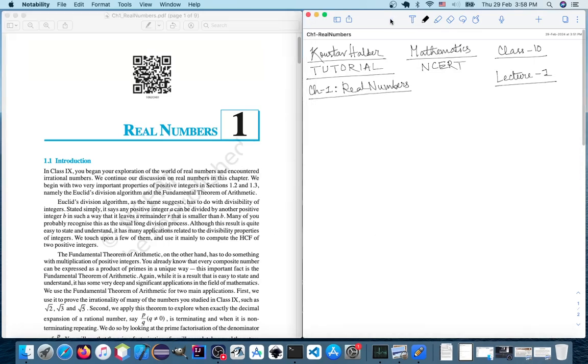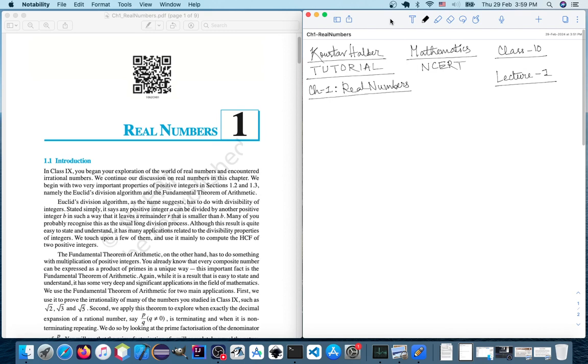Okay, let's start. I have the PDF version of the NCERT textbook open on the left hand side, and on the right hand side in the notepad I will take notes and will explain things as and when necessary. So you can follow along with me and study this chapter with me. I hope I will be able to build a good understanding of this chapter to the best of my ability. So let's get started.